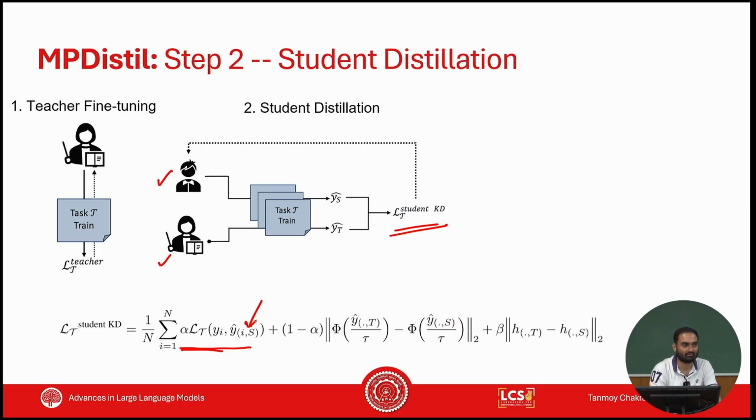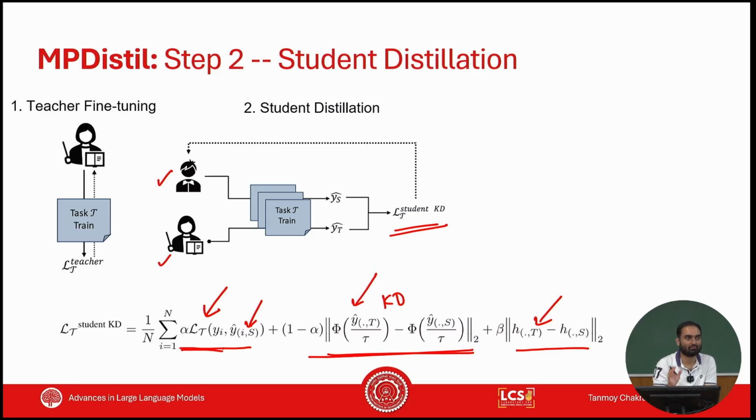This is CE, the student loss with respect to the data set, right? And this is KD, the simple KD loss. And this is the layer-wise loss between layers. So this is the task-specific loss of the student, this is the KD loss between teacher and student, and this is the layer-wise loss between teacher and student, and we have some alpha, 1 minus alpha, beta weightage. And remember, only this loss will be backpropagated, only through the student.